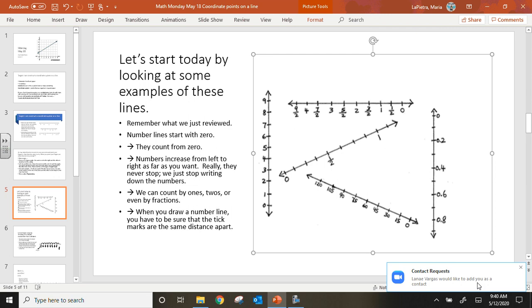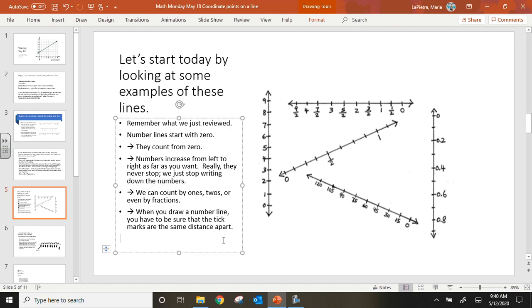When you draw a number line, you have to make sure that the tick marks are the same distance apart, and that's very, very important because you want each interval to be the same. When I say intervals, it means that you're going from here to here and here to here. That means the spaces should be all the same. Let's look at some of these. I've got, look at this one at top.